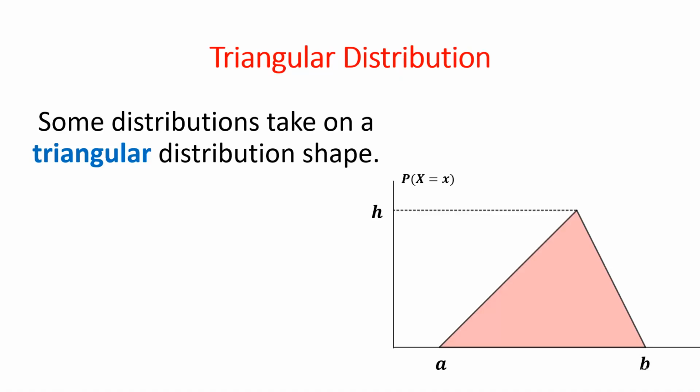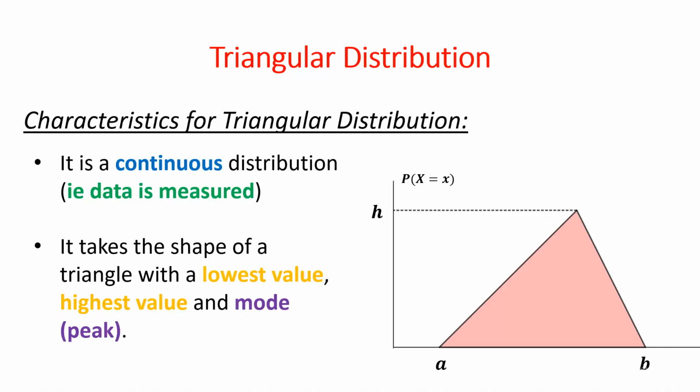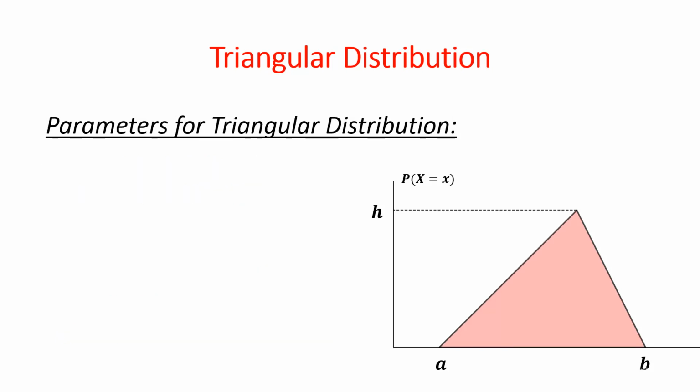Now, some distributions take on a triangular distribution shape. It's got to be continuous data that's measured, and it takes the shape of a triangle with a lowest value, a highest value, and a mode or peak. Here are the parameters for a triangular distribution.